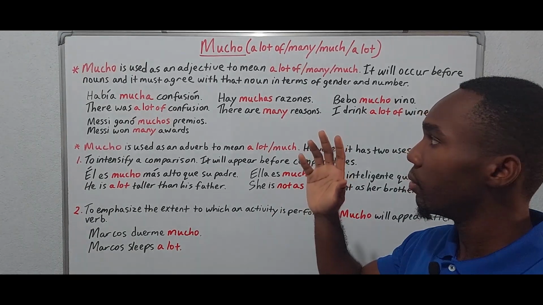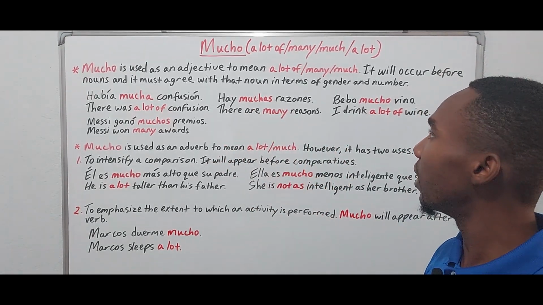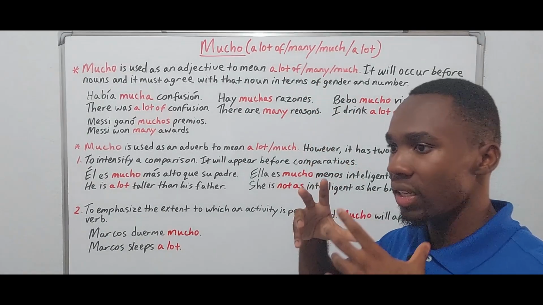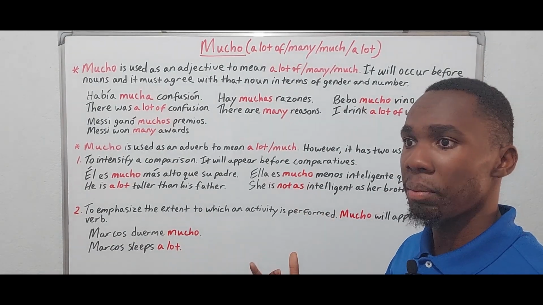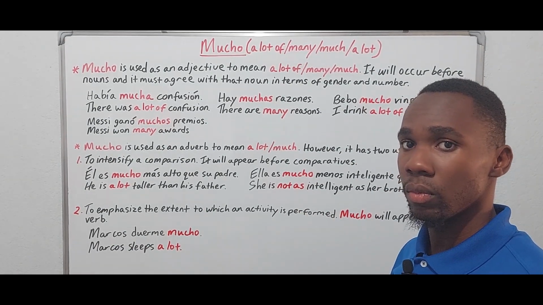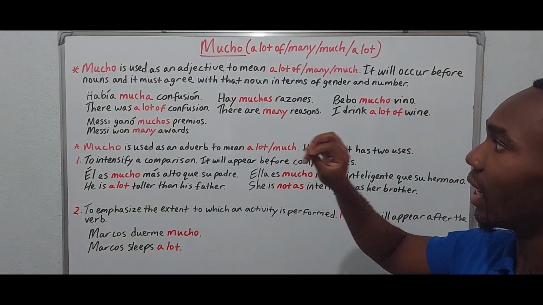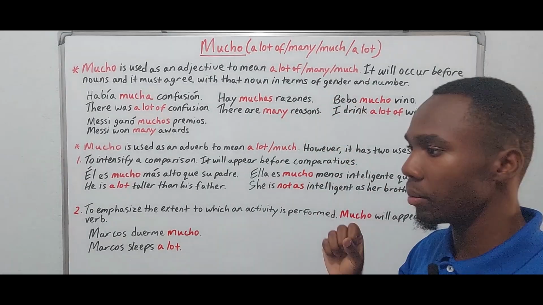So use number one, mucho is used as an adjective to mean a lot of, many, or much. And of course, many or much, the distinction between those two quantifiers will depend on the noun, right? So it will occur before nouns and it must agree with that noun in terms of gender and number. So this is very important.